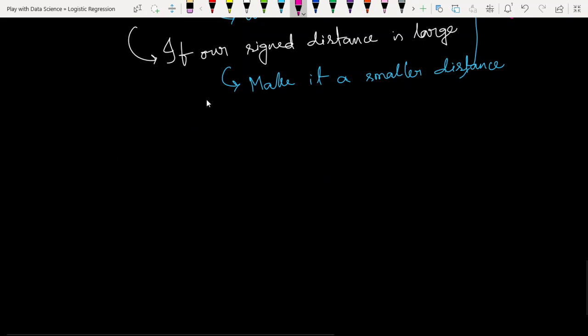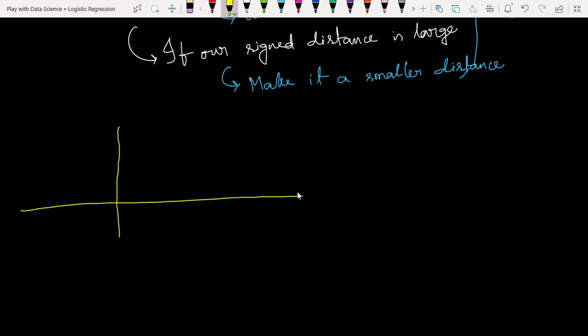So let's try to understand it graphically. I think that it will be better. So here we are using the signed distance.